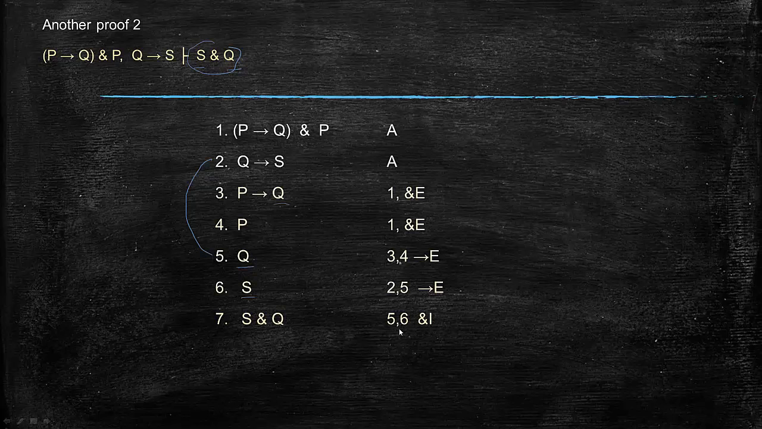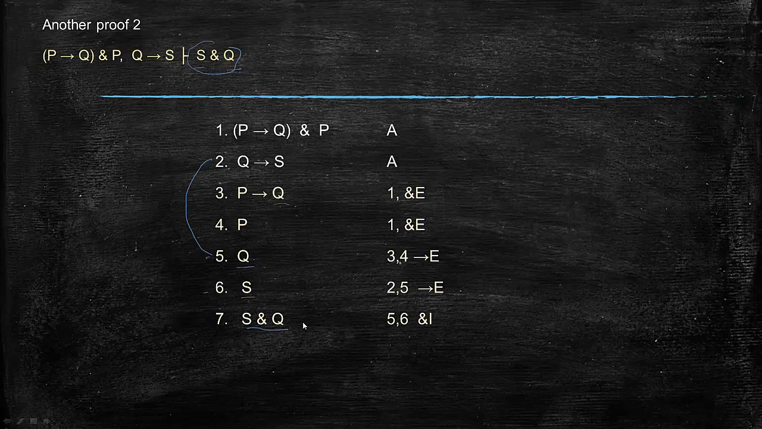and introduction. So that's 5, 6, and introduction. Right? And again, just check to make sure we used 5 and 6. Yes, we did. And so now we have derived S and Q. Okay? So that's the flavor of natural deduction. That's just 2 simple proofs. We'll be doing much more complex ones later. And I'll be leading you through quite a few of those too as we go.